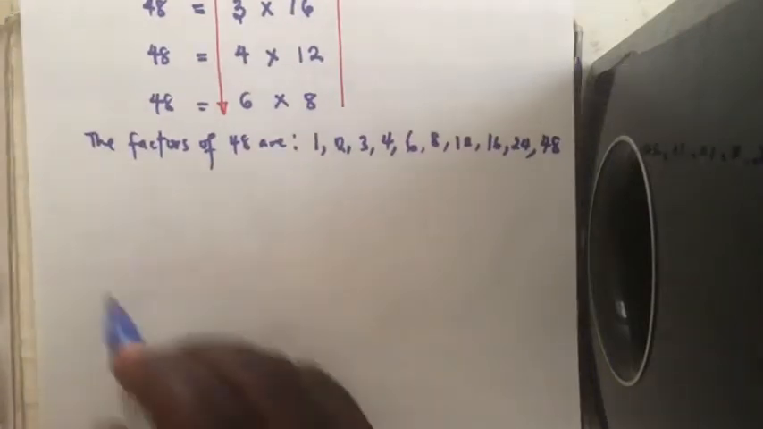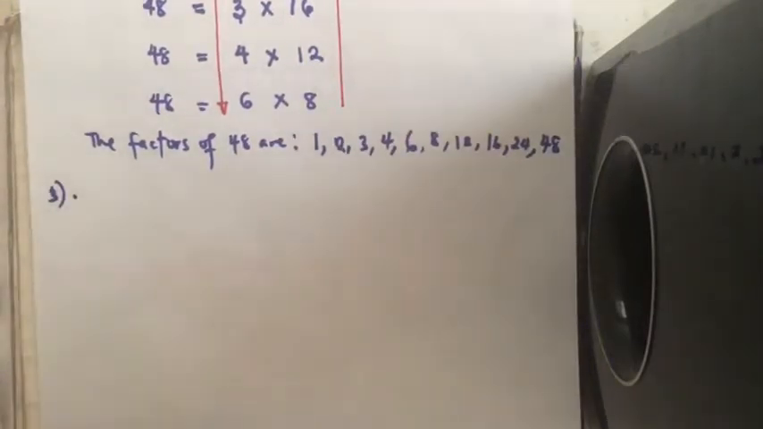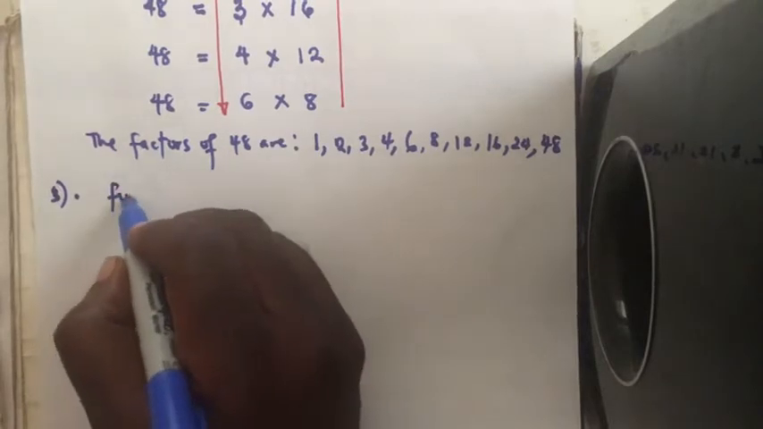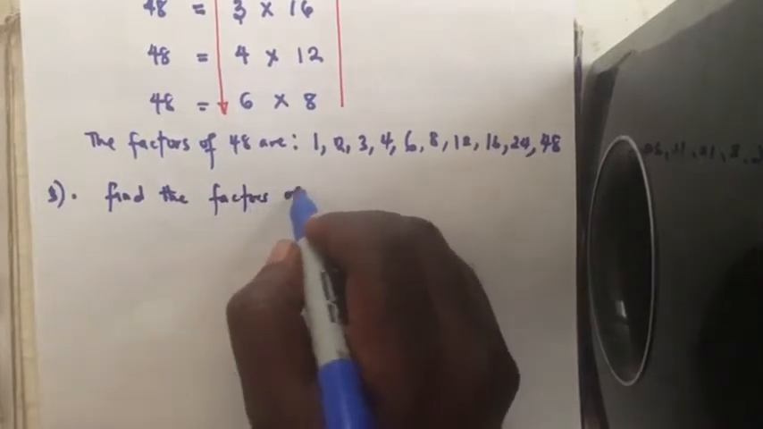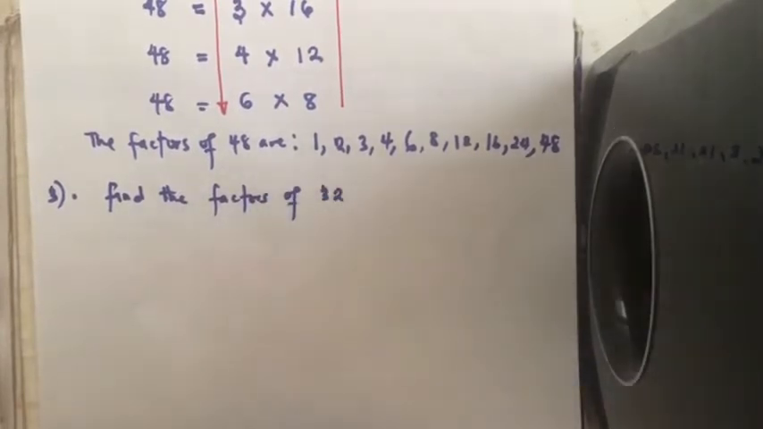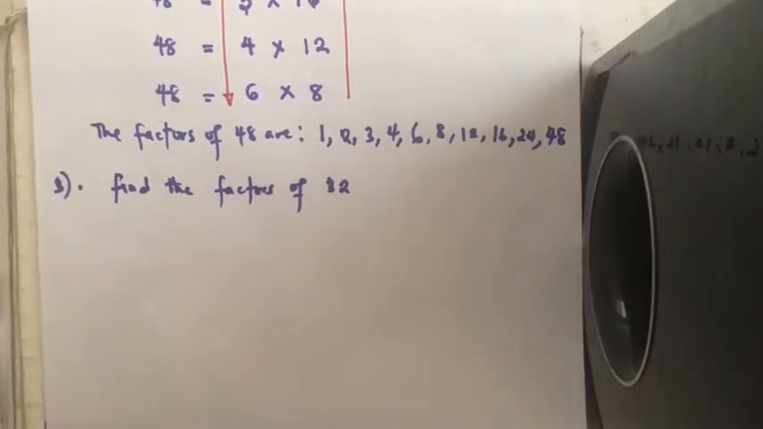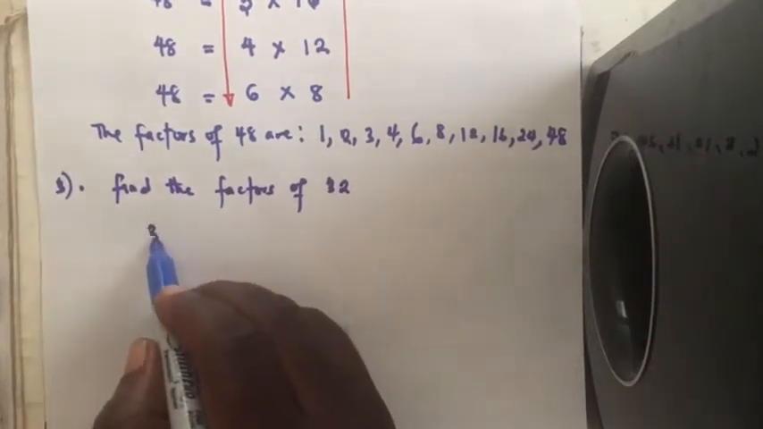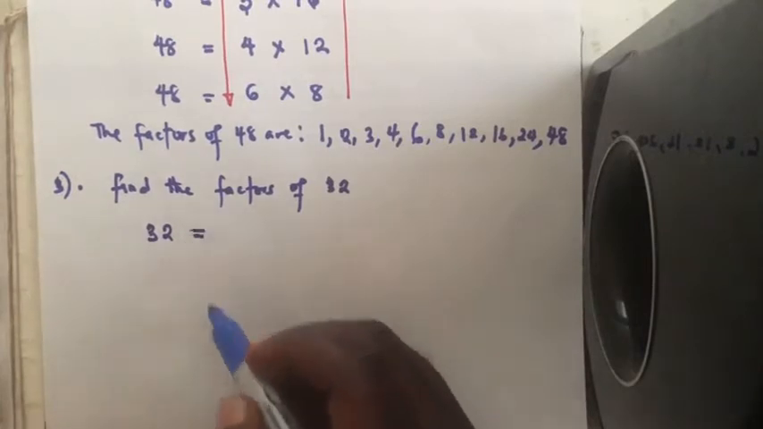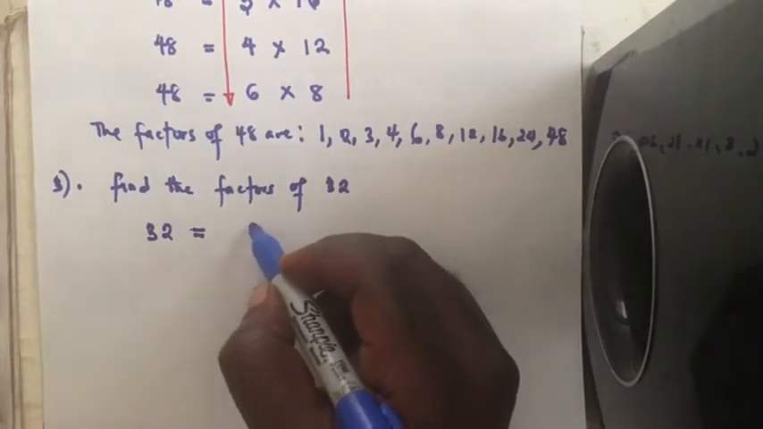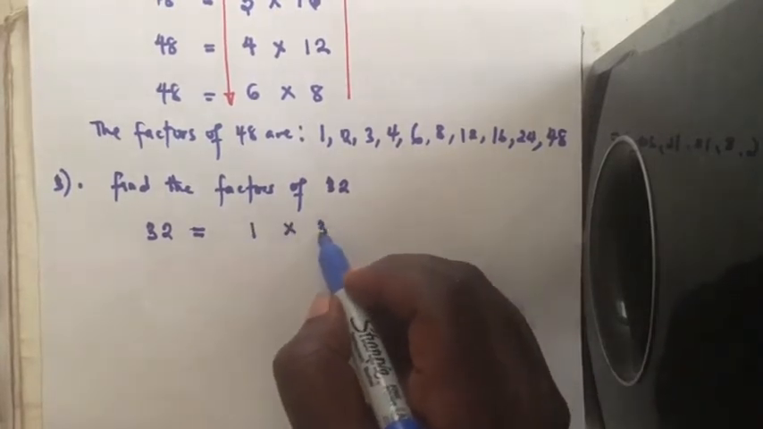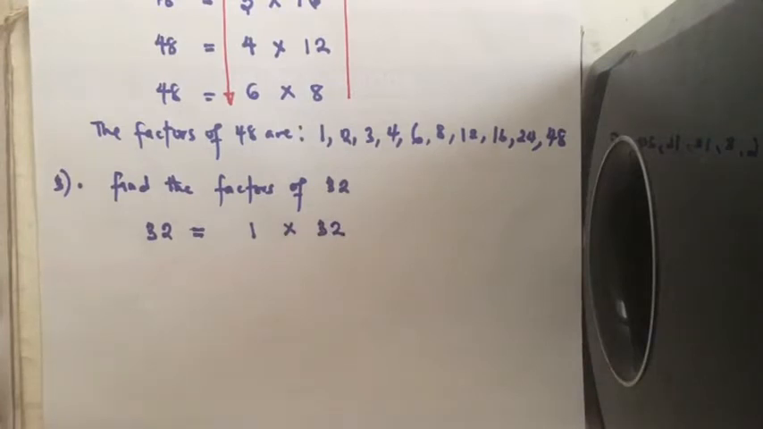Now let's try to look at another example. Find the factors of, let's see, we can think of 32. Find the factors of 32. Now the first one here, you write 32. Think of two numbers that you multiply that will give you 32. The first one should be 1 times 32. That is the first one we can think of.